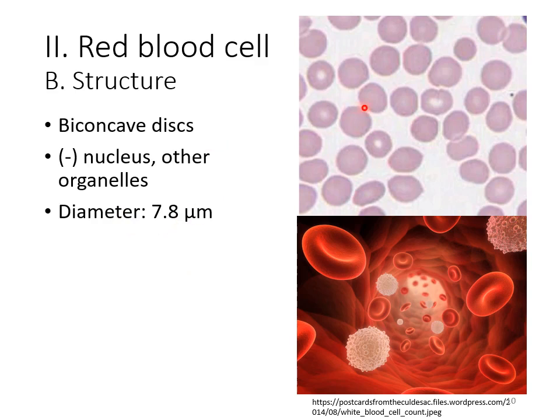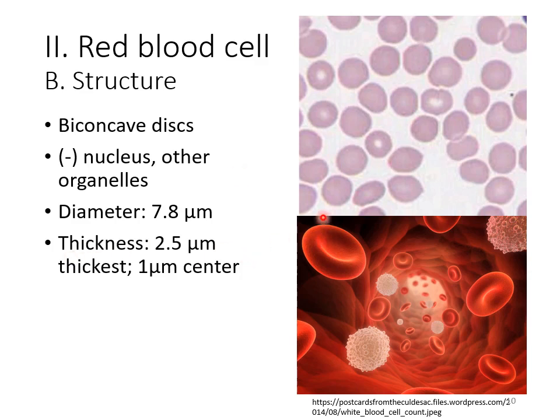Diameter is 7.8 micrometers, and this size is actually just enough to squeeze through the smallest capillaries. So the very smallest or narrowest capillaries actually have a diameter that's a little bit smaller than 7.8 micrometers. However, as you will see later, your red blood cell is very flexible. They can deform, so it's possible for them to pass through those very narrow capillaries. Actually, in the narrowest capillaries, your red blood cells pass through them in single file.